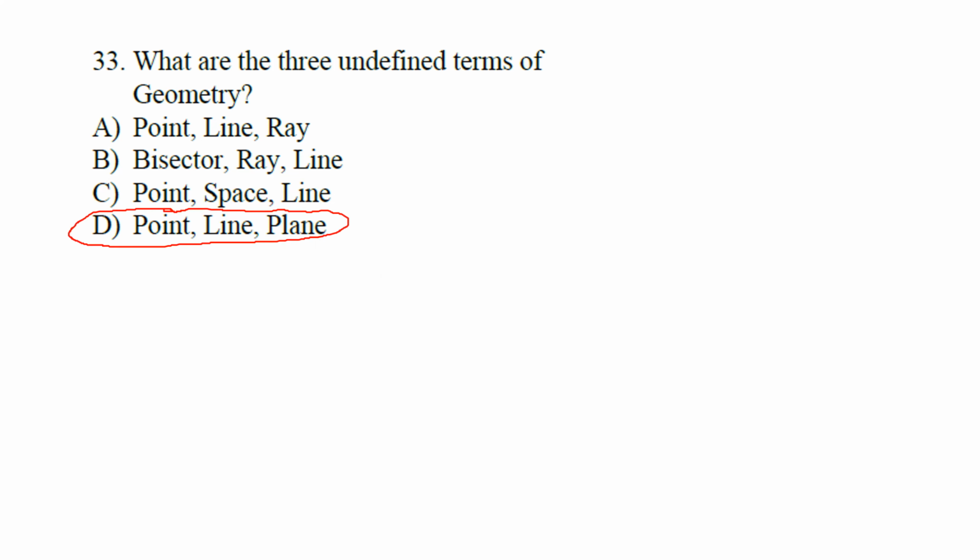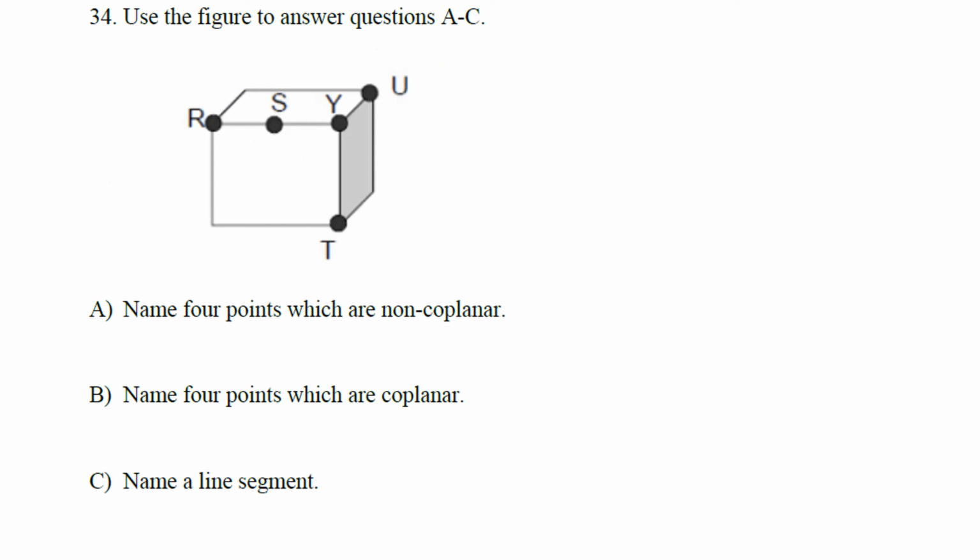You have to use those 3 terms to pretty much help describe or define every other term that we talk about in geometry, but those 3 are undefined. I mean, try to define the term point without using another word that means point. It's hard to do. Again, we can describe them, but point, line, and plane, those are undefined terms. All right, moving on to 34.